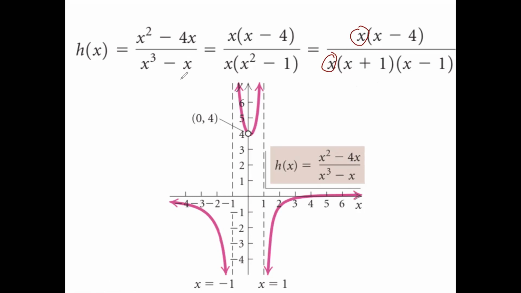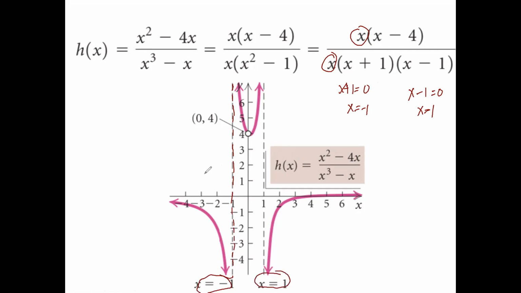Again, we equate the factors. So you have x plus 1 equals 0, you have x equals -1. And x minus 1 equals 0, you have x equals +1. So that is the equation of your vertical asymptote, this broken line. So x equals -1 and x equals 1.